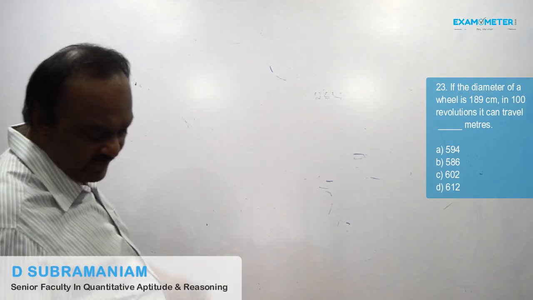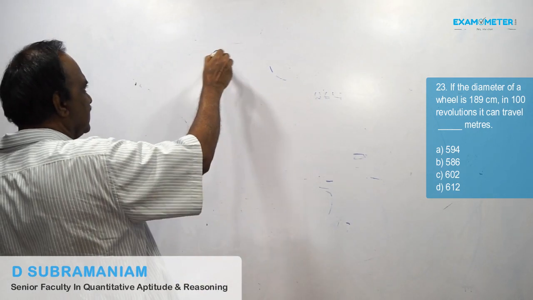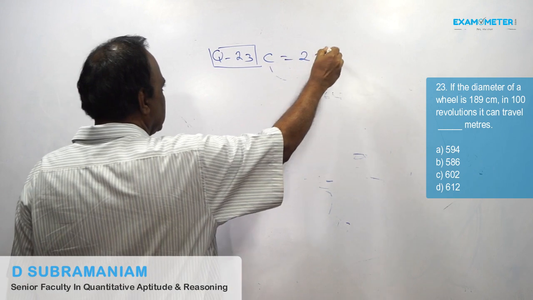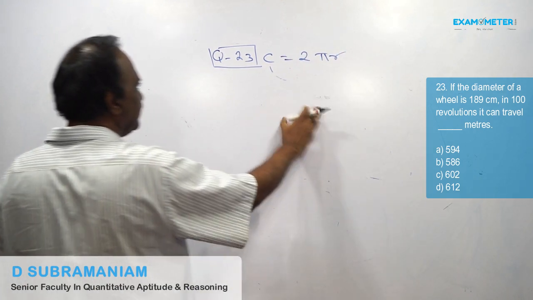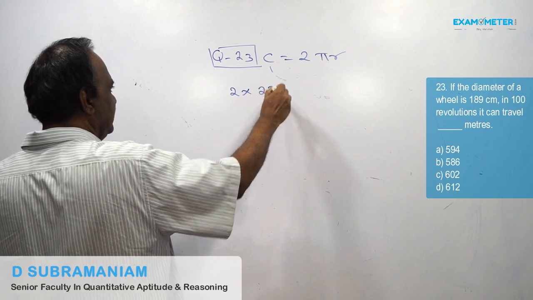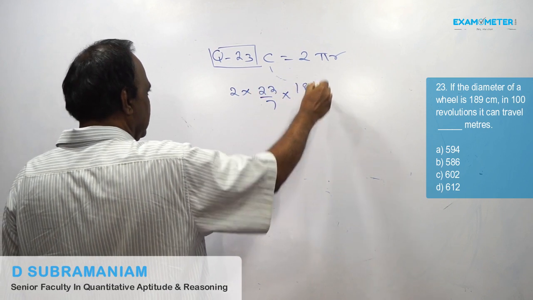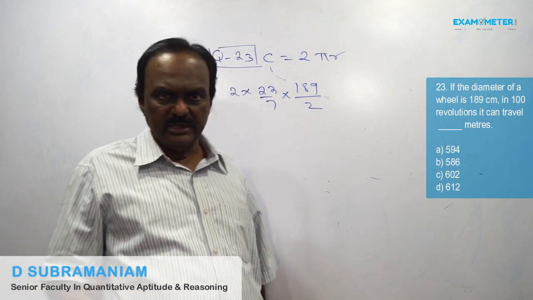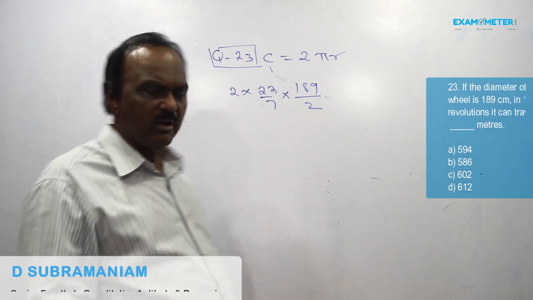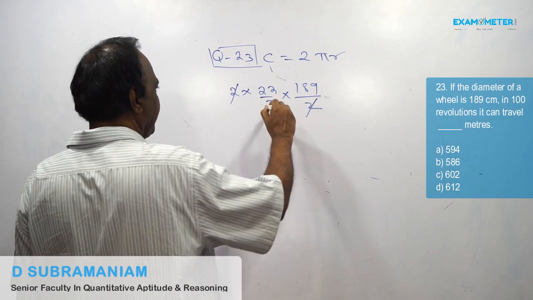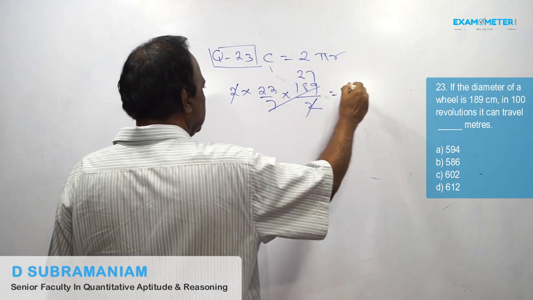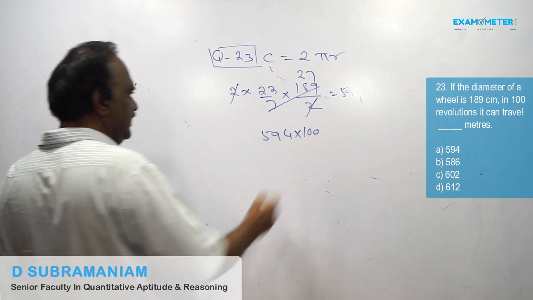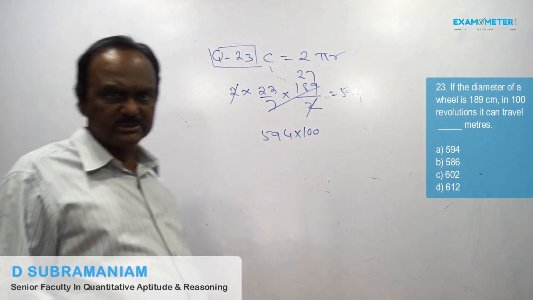The wheel is in the form of a circle. So the circumference formula is 2 pi r. So 2 into pi value into radius. Diameter is given, so radius will be half of the diameter. This is 594. This is in 1 revolution. For 1 revolution, 594 centimeter.